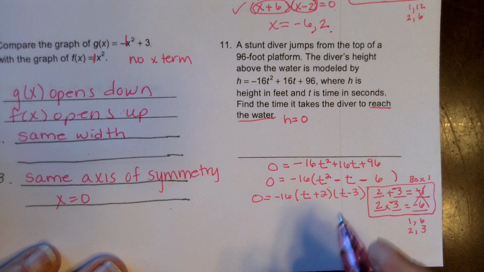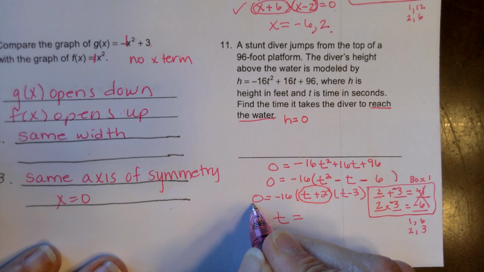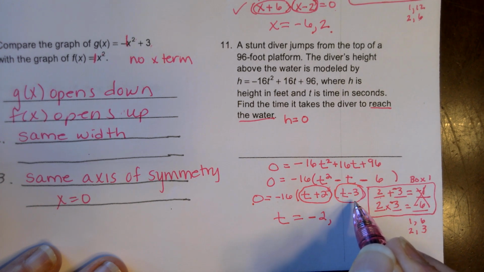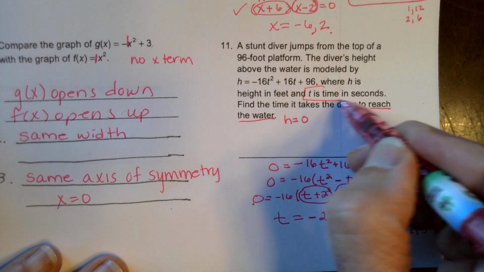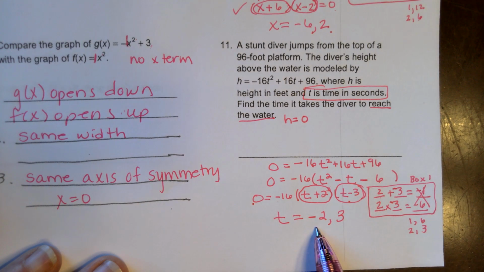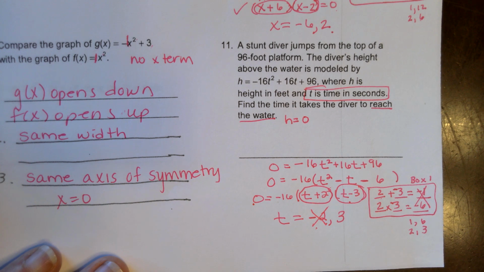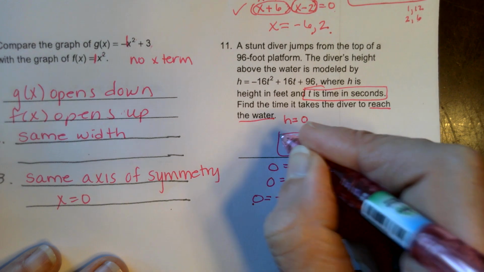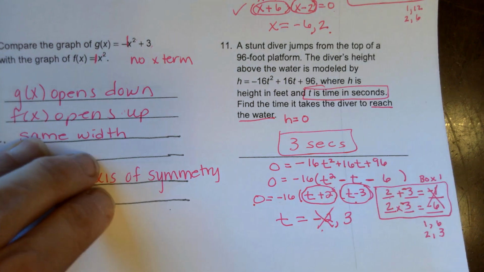So again, now here comes our solutions. T is going to equal whatever makes this 0, and that is a negative 2, and whatever makes this 0, and that's a positive 3. Since t is time in seconds, I can't have a negative 2 seconds. So that one's not a viable option. My answer for this problem is 3 seconds. That's a tough one. That's probably the hardest one on the test. You might want to re-listen to that after this is all over, just to review that one more time.